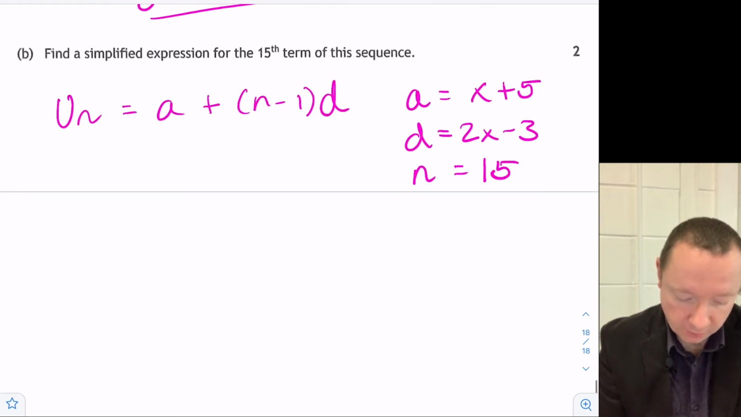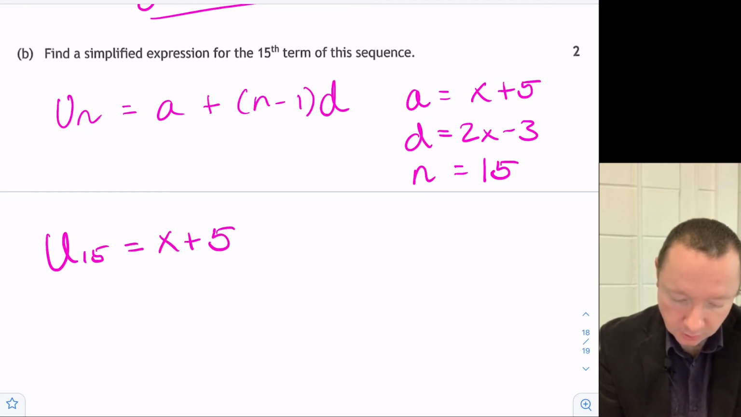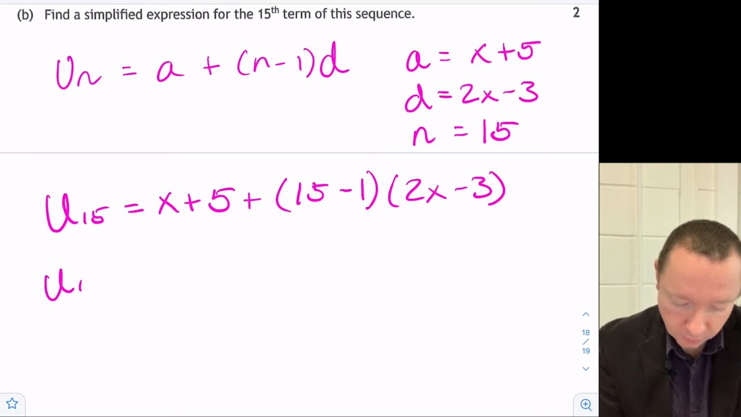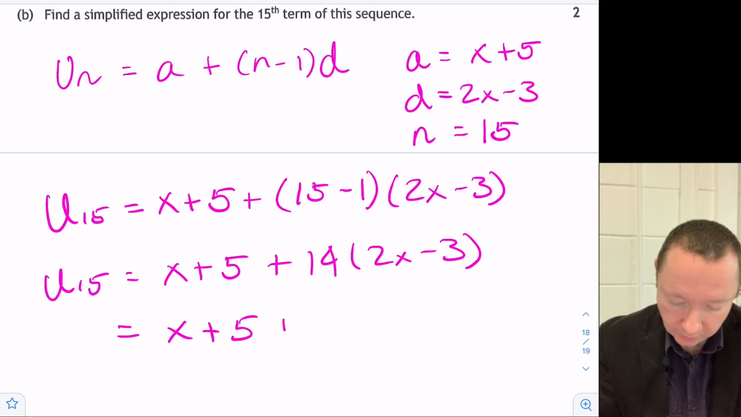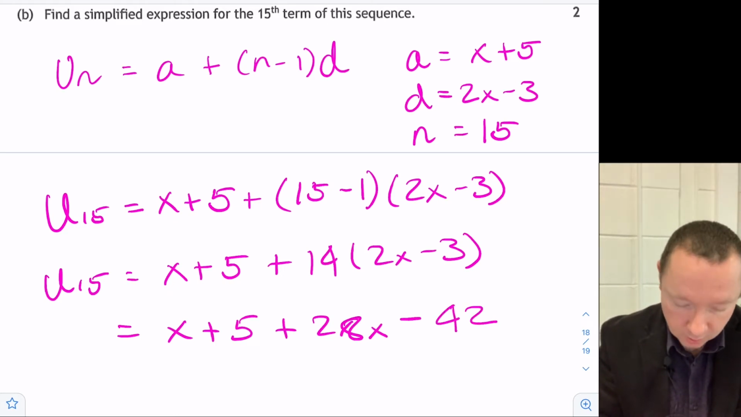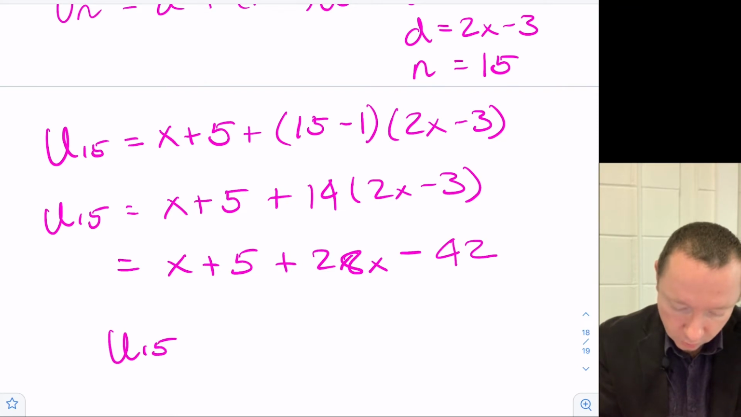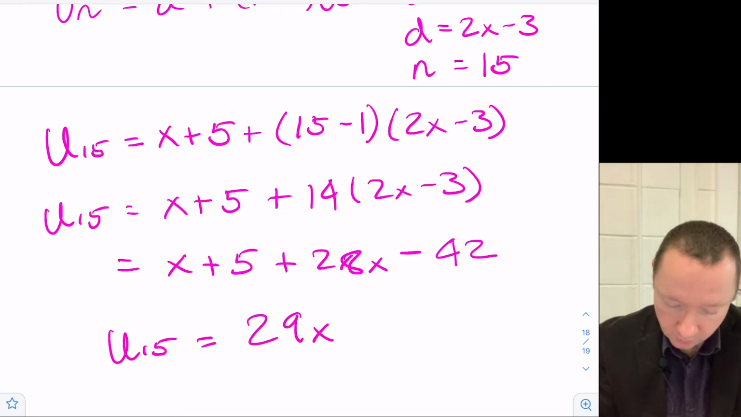So we get u15 equals x plus 5 plus 15 minus 1 times 2x minus 3. So u15 equals x plus 5 plus 14 times 2x minus 3, which is x plus 5 plus 28x minus 42. So u15 must equal 29x minus 37.